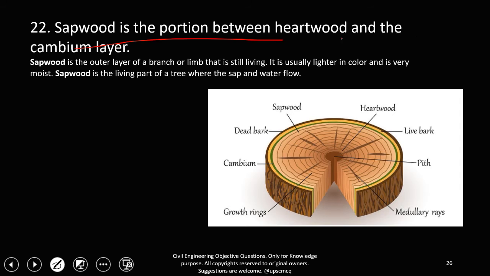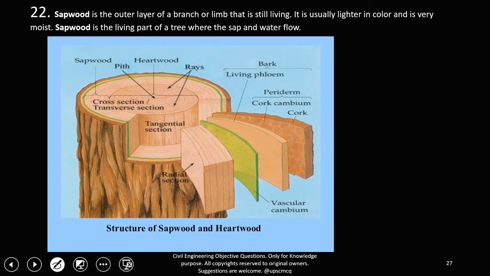Sapwood is the portion between hardwood and cambium layer. This is the cambium layer. This is sapwood and this is the hardwood. This is the pith. One more image to explain this better. This is pith, this is the hardwood, this is the sapwood, this is the cambium layer, which is further divided as radials. In radial section we can see that this is the bark, this is the peridium, that cork, cambium, and this is the final cork.